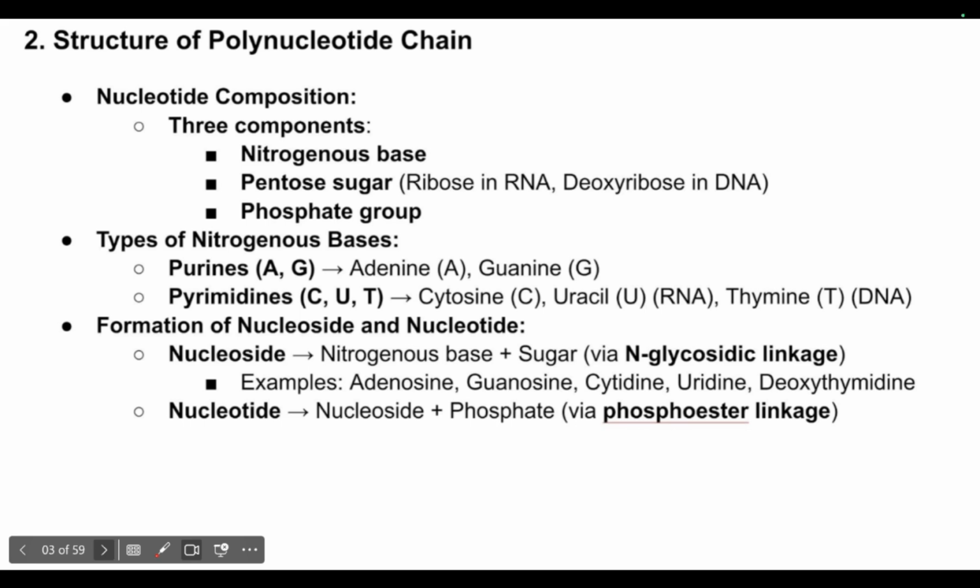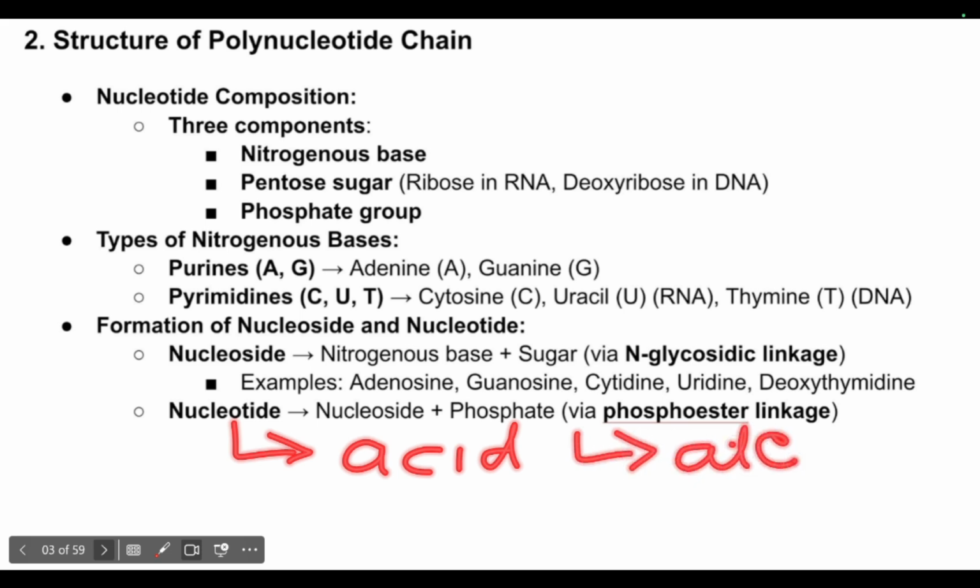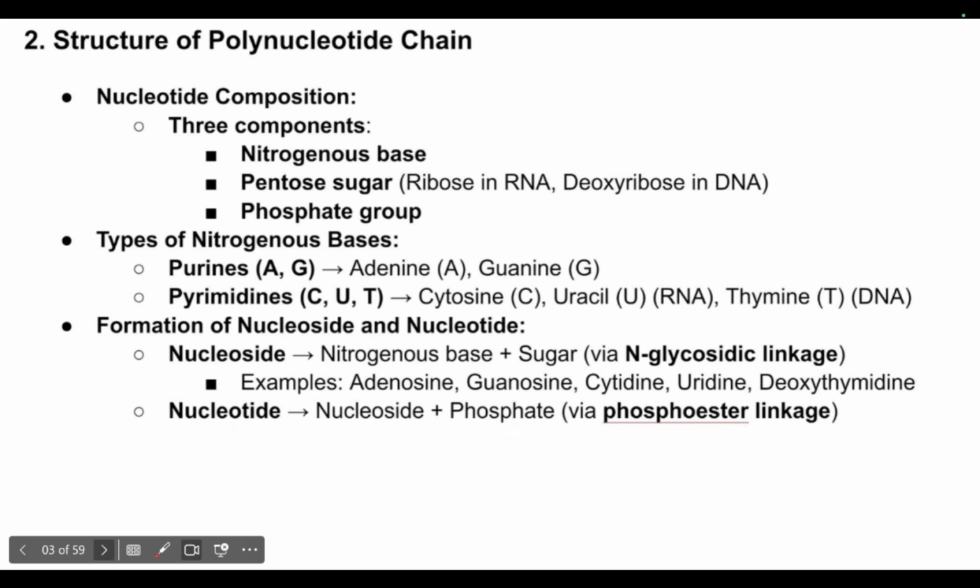A nucleoside is identified by the endings sine or dine, as I have told, like adenosine or cytidine. So if it ends with sine or dine, then it is a nucleoside. Adenosine, guanosine, cytidine, uridine, and deoxythymidine are examples of nucleosides. A nucleotide either ends with the term acid or it ends with ate. Means if I say adenylic acid or adenylate, guanylic acid or guanylate, cytidinic acid or cytidinate.